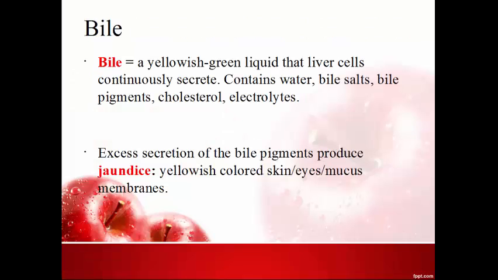Alright, next we'll talk about bile. Bile is a yellowish green colored liquid that the liver cells make constantly. It will contain water and bile salts and bile pigments, cholesterol, and electrolytes. And excessive secretion of these bile pigments produces what's called jaundice. This is where you have a yellowish coloring to the eyes and the skin and the mucous membranes. This is a good sign that the liver is starting to fail.